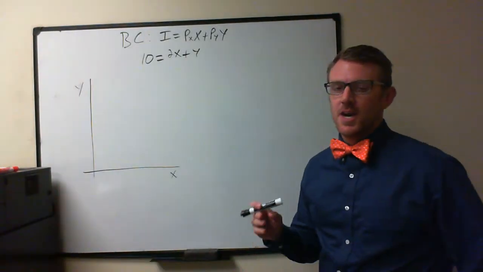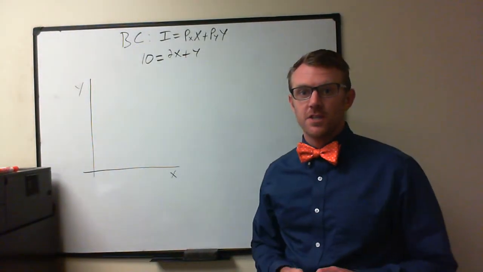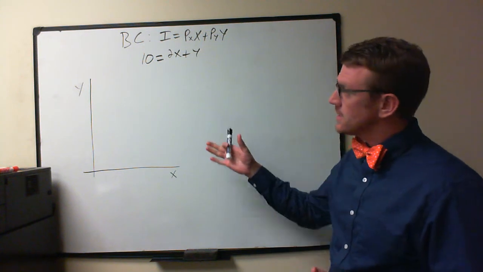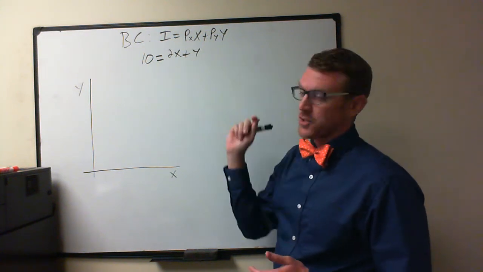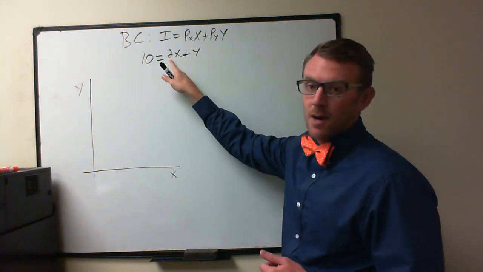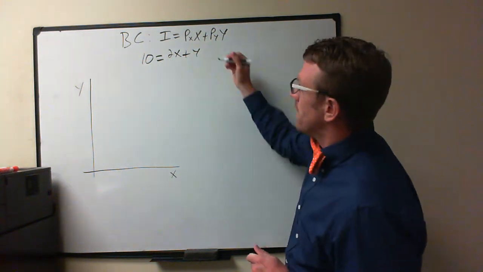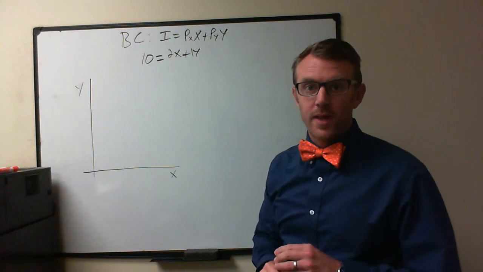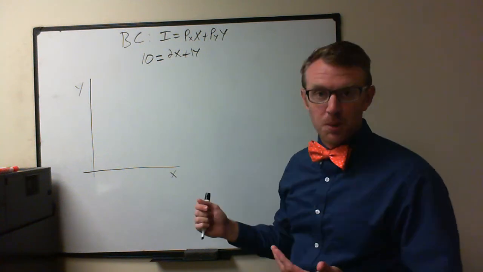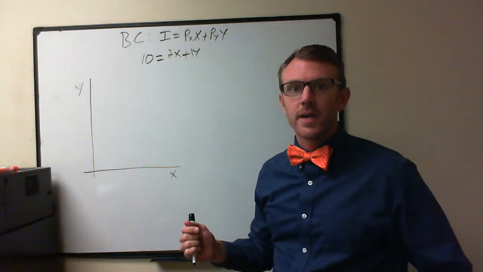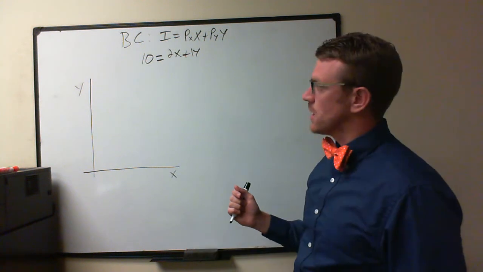Alright everyone, we're going to finish up our discussion of budget constraints. In class, we parameterized the budget constraint with an income of $10, a price of good X of $2, and a price of good Y of $1. And I told you to plot it, because we're going to have to get comfortable drawing graphs in this class, so this is a great one to start.